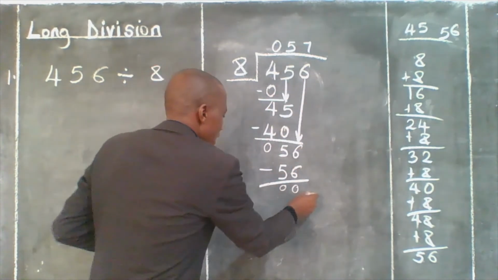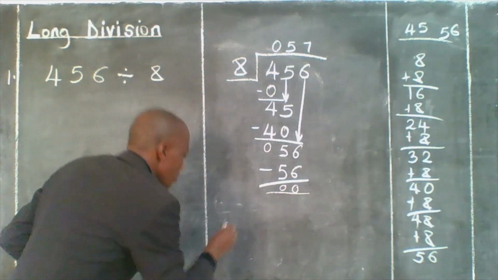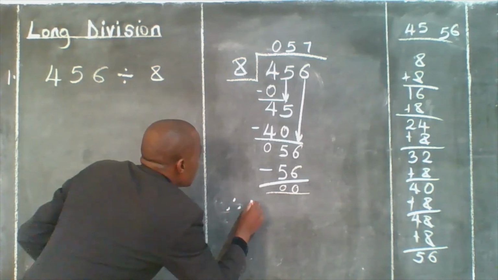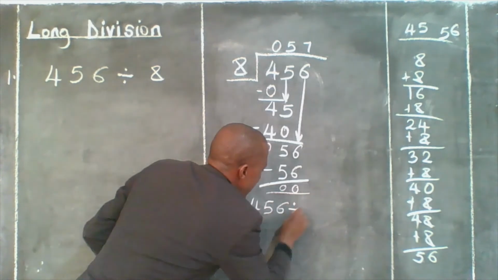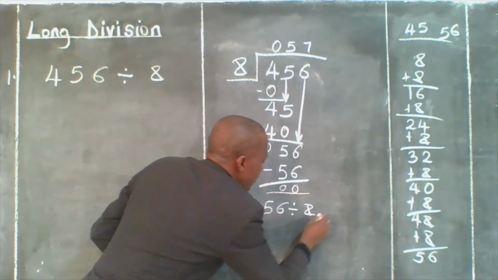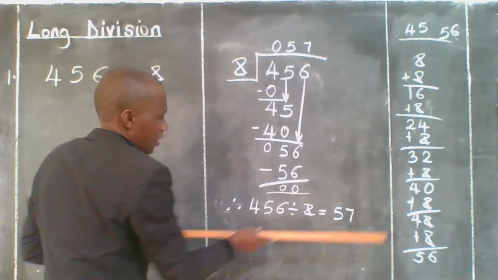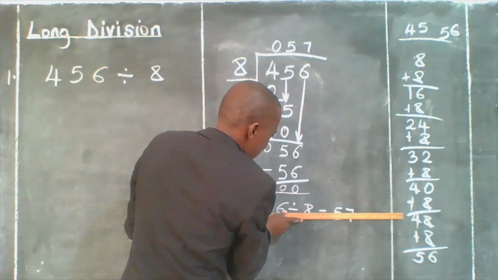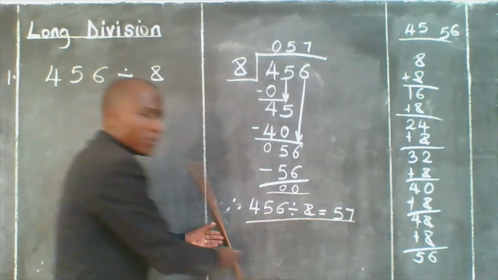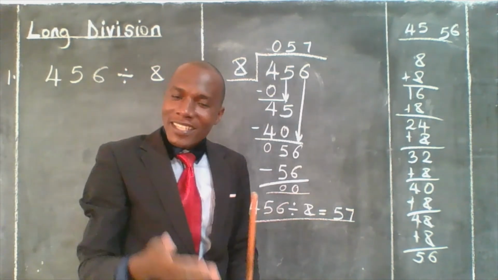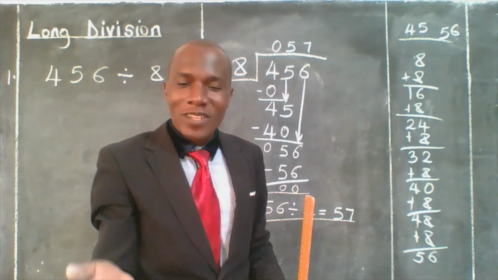So this becomes the end. We come and draw the conclusion. Therefore, 456 divided by 8, we get 57. This becomes our answer. We underline it and we call it a solved problem. We don't need to waste much time.